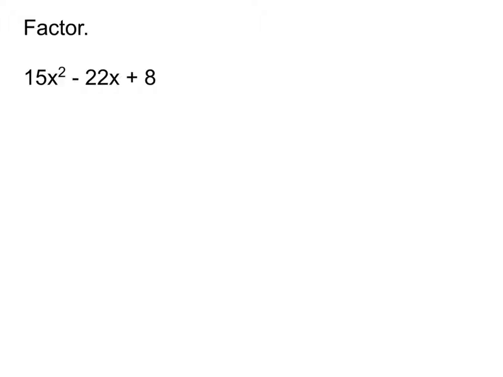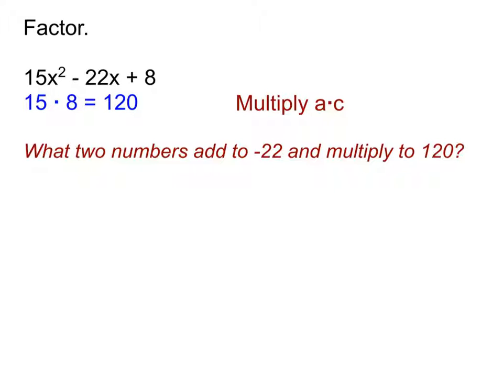So first step, remember we have to figure out what AC equals. So do A times C, which in this case is 15 times 8. So that equals 120. Now we need to use the 120. Remember that I find that 120 because my goal is to figure out what two numbers multiply to the 120, but add to my B value, which is negative 22 here. So I'm looking for that combination, what adds to negative 22 and multiplies to 120.